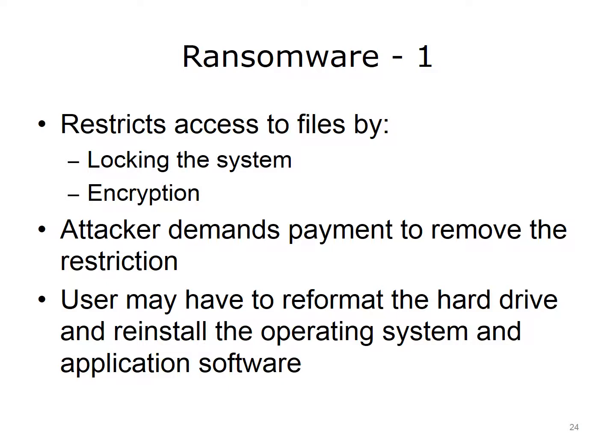Ransomware blocks access to files on the infected computer. The motivation for doing this is to coerce the victim into paying a ransom to get the files released. Restricting access to a computer's data can be achieved in a number of ways, among them, locking the computer system and encrypting the files. If the victim pays, the ransomware operator may or may not remove the restriction. In some cases, there is no choice but to reformat the hard drive and reinstall the operating system and application software to get rid of the ransomware.